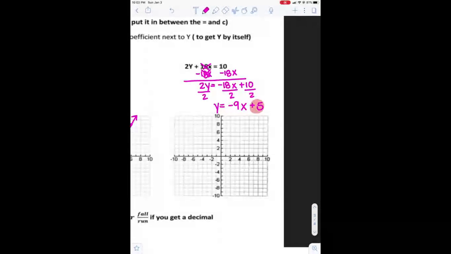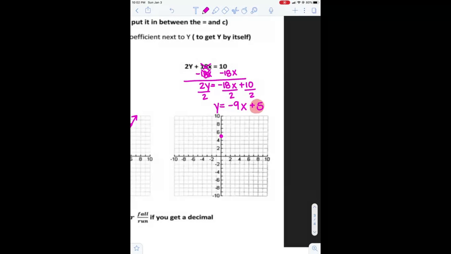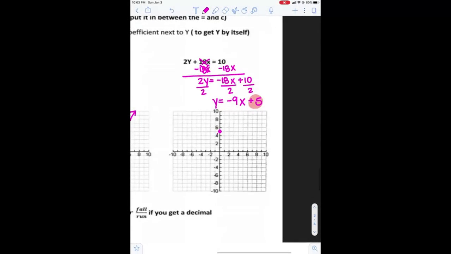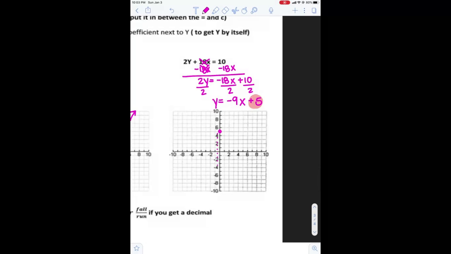And then to graph, I find my y-intercept, which in this case is positive 5. So I go ahead and plot that. And I know that my slope is down 9 over 1. So I'm going to make that triangle right now.